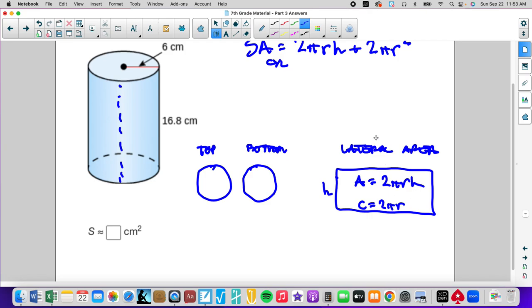lateral area, and then your two circles. And the area of a circle is pi r squared. So that's where we get the 2 pi r squared. So if we want to start looking at where these values come from, that's the bases, the top and the bottom, and the lateral area is going to be that. So this is surface area equals lateral area plus base area. So we can use this template for any type of cylinder, and we want to find the surface area.